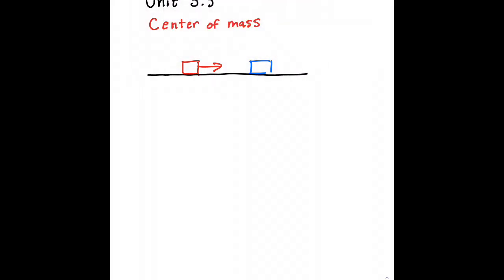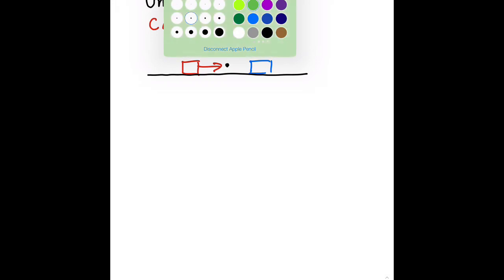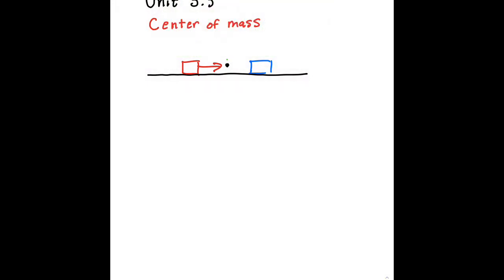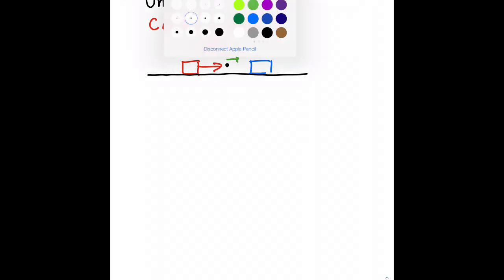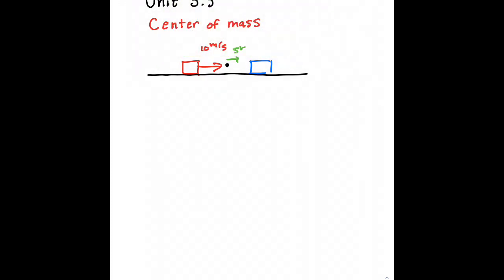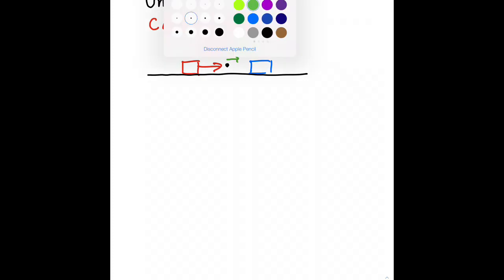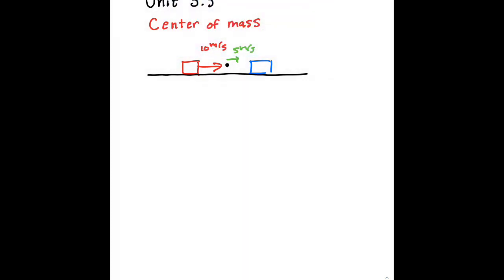So if the two carts are of equal mass, then their center of mass is exactly halfway between the two. And in this example, the center of mass would then move with half the speed of the red wagon. So we can say, for example, the red wagon is going at a speed of 10 meters per second. Then the center of mass would be moving with a speed of 5 meters per second. And that's all assuming, like we said, that block number 2 has an initial velocity equal to 0.